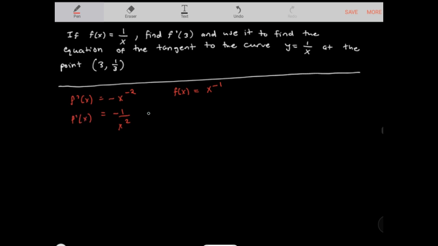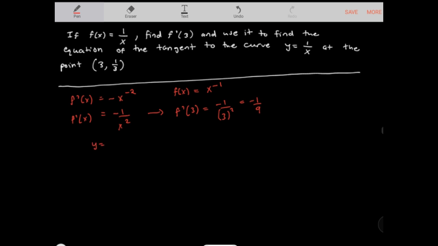You want to figure out the derivative function specifically for the point (3, 1/3). So the x value of that tangent is x equals 3. So you're doing f'(3) is negative 1 over 3 squared, which is negative 1 over 9. Okay, so now that you have the slope of the tangent at x equals 3, which is negative 1 over 9, what you want to do now is find the equation of the tangent.